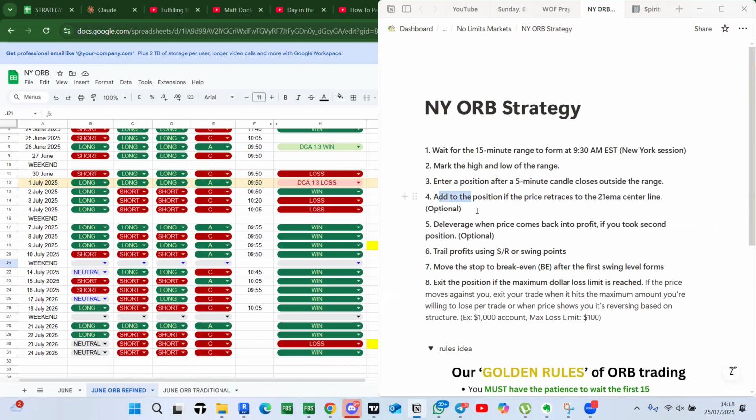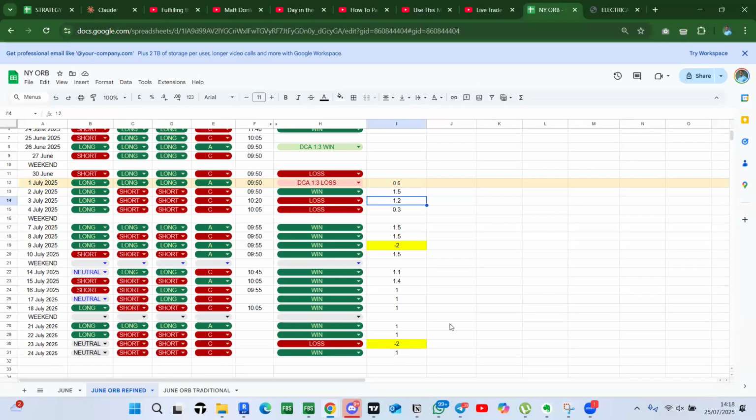Okay, so option number 4 was adding to the position if it retraces. I've explained that. You deleverage when price comes back into profit. That's what I just explained.